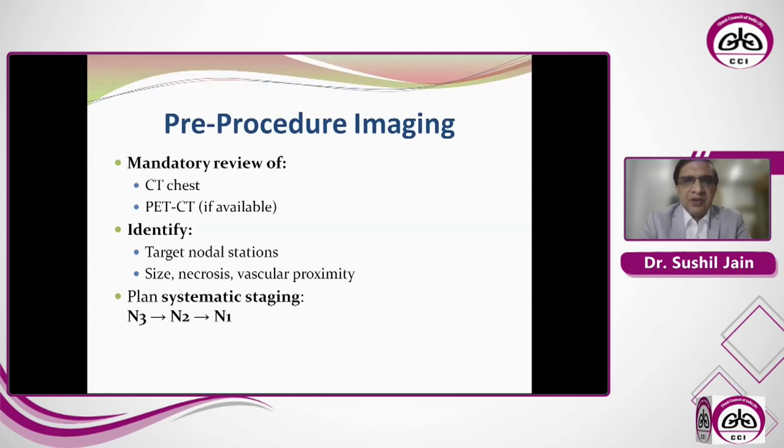Then comes the pre-procedure imaging. Again, a very important step before we go ahead and perform our EBUS. We should mandatorily review the CT scan or the PET CT scan, whatever is available with us, identify the target nodal stations, and look at the size, necrosis, and vascular proximity of that lymph node, and then a planned systematic staging, that is N3, then N2, and then the N1 lymph nodes. So this is the way we should proceed, and proper case selection and pre-procedure imaging evaluation makes a procedure much better than if you don't do it well.